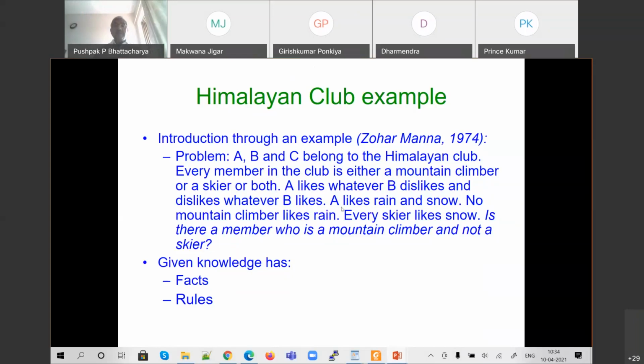But every skier likes snow is a rule. You'll have to invoke the universal quantifier and say for all x, skier x implies likes x snow. Can you also spot other rules? This is the interesting part about language processing. Rules need not always appear in the form of an if-then construct.